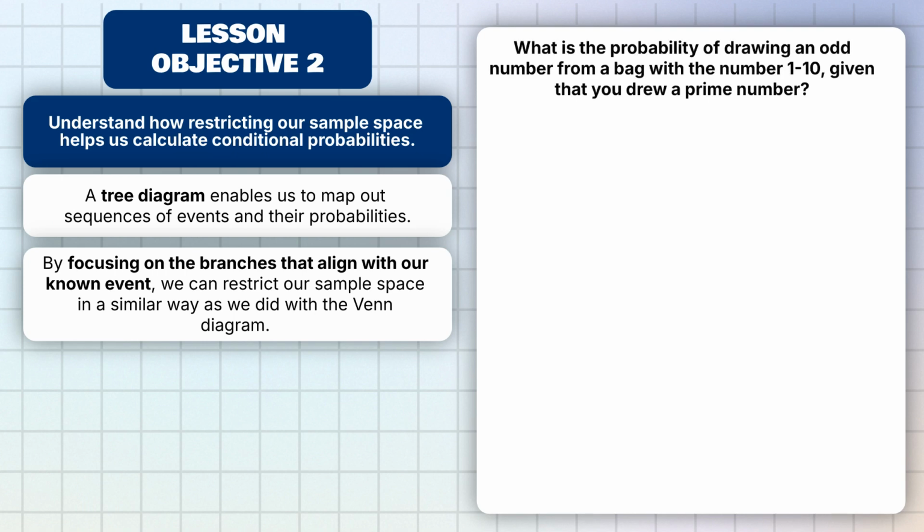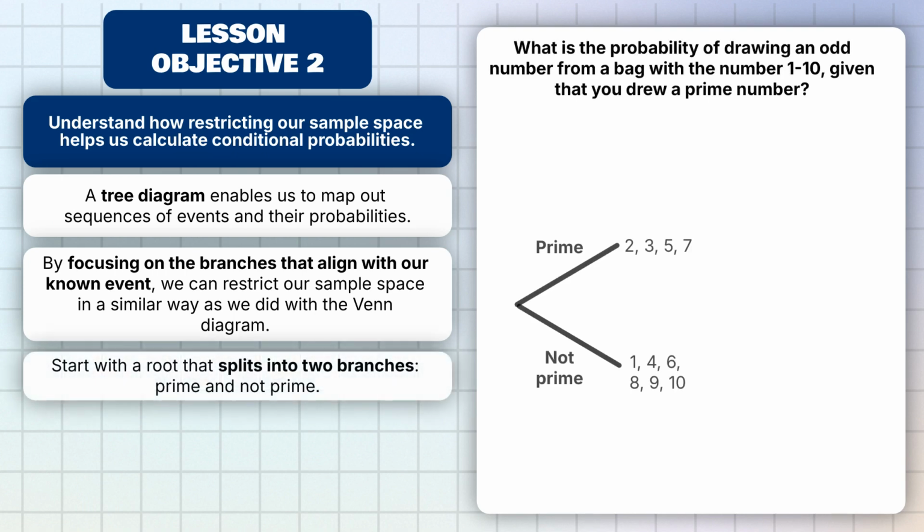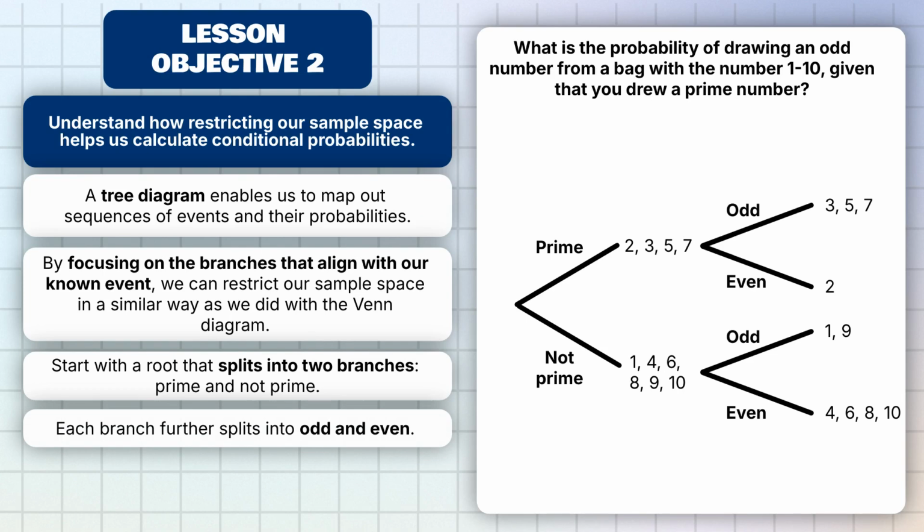Let's revisit the same scenario with a tree diagram. Begin with a root that splits into two branches, prime and not prime. Then split each branch into odd and even. We can then calculate the probability along the branches. Each step narrows down the possibilities, just as we did with the Venn diagram.